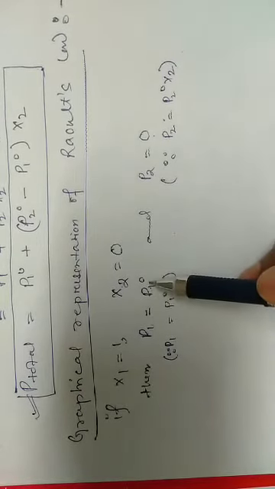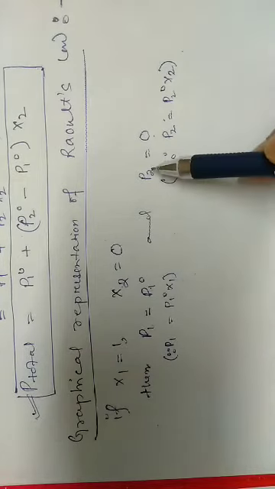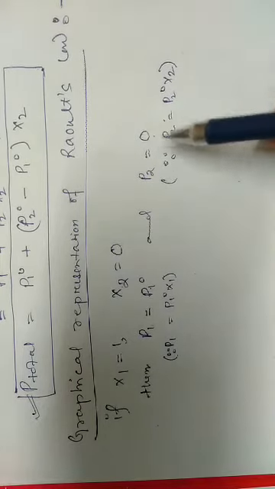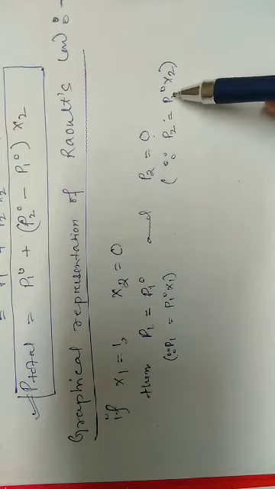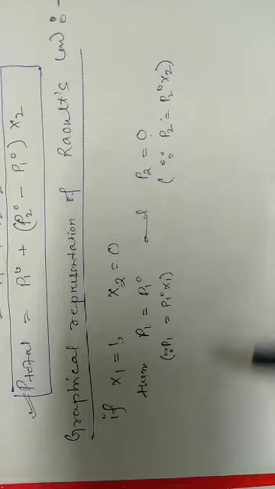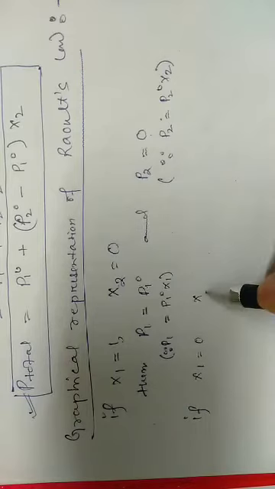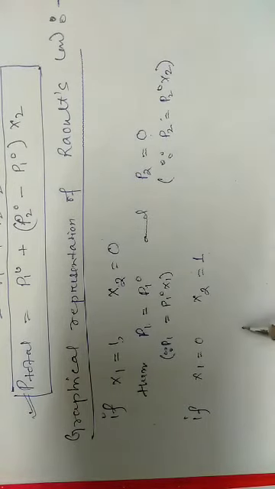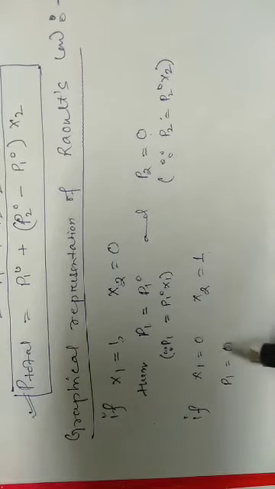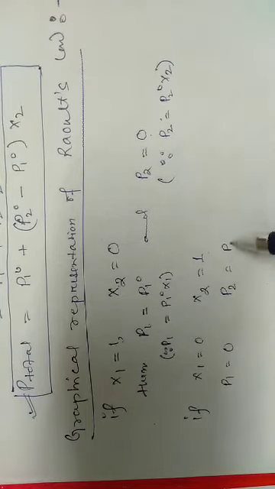P1 equal to P1 naught when x1 equal to 1 and x2 equal to 0, since P1 equal to P1 naught x1, and P2 equal to 0 when x2 equal to 0, since P2 equal to P2 naught x2. Similarly, if x1 equal to 0, then obviously x2 equal to 1, and P1 also equal to 0. If x2 equal to 1, then P2 equal to how many? P2 naught.